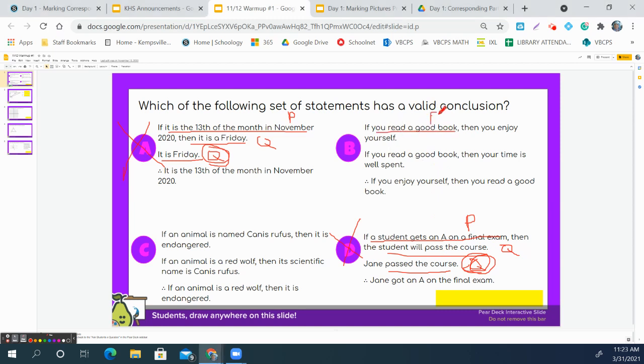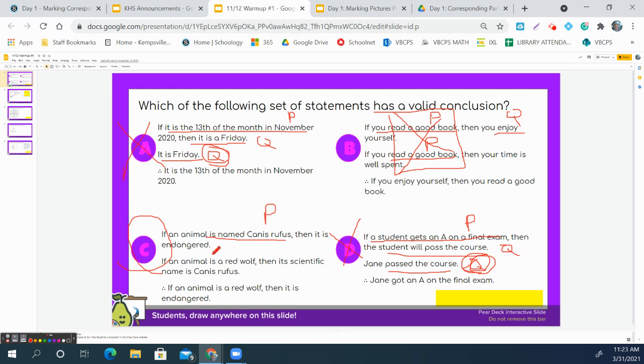And so if I've got a good book, that's P. You enjoy yourself, that's Q. I've got a good book, that's P again. I cannot have two hypotheses that are the same and use syllogism. So B can't be the answer either. It's got to be C.